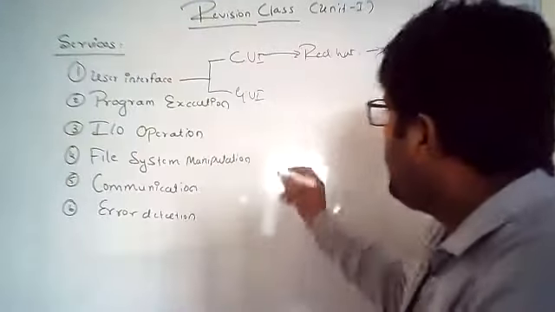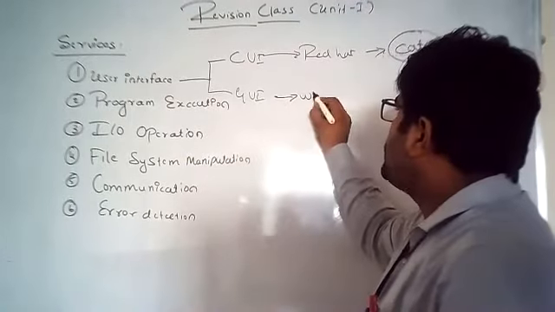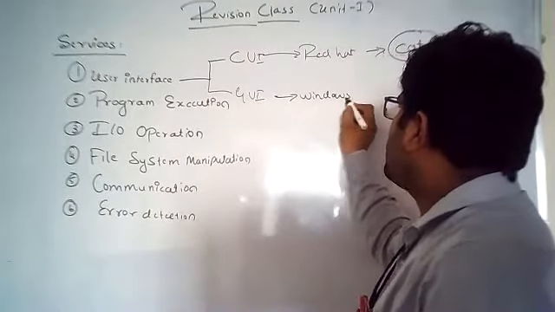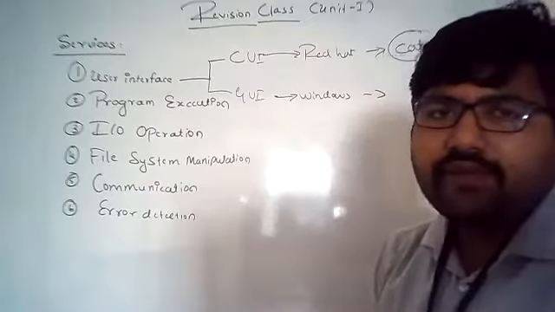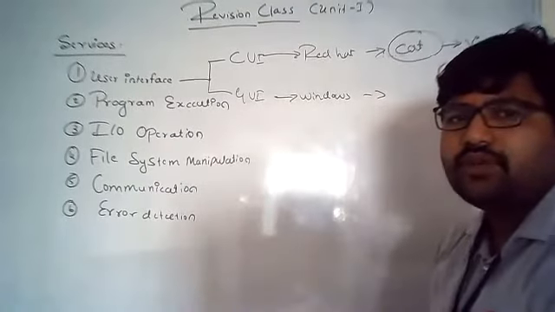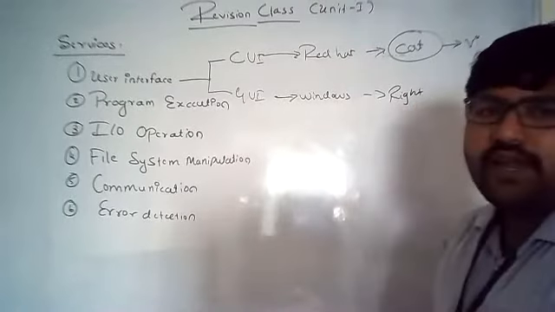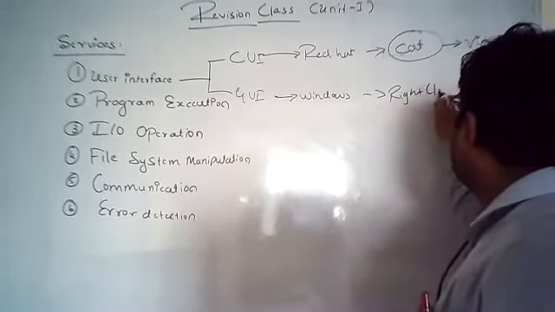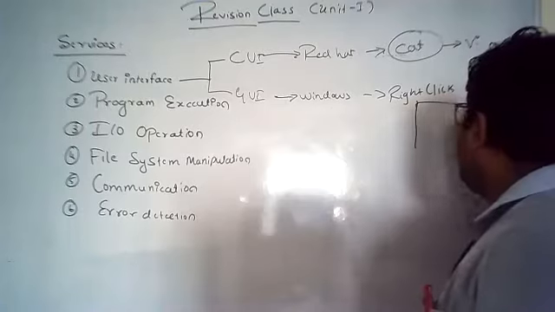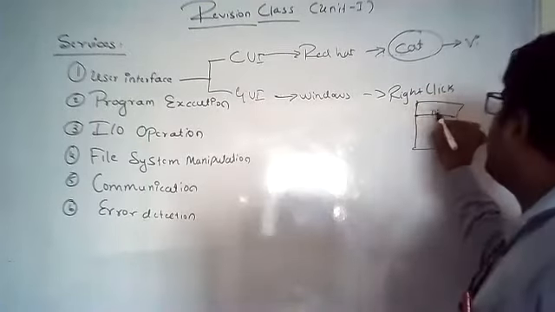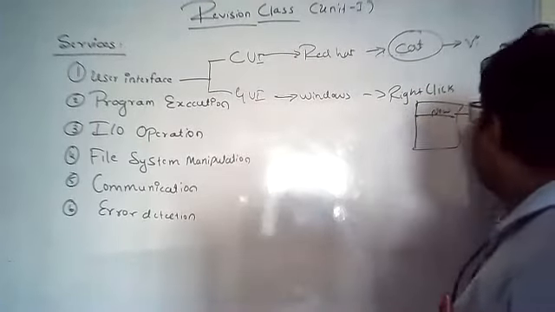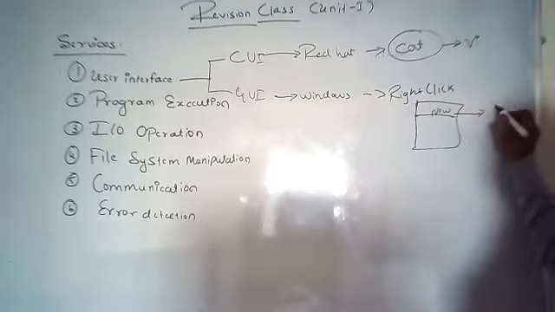So here I am going to come to Windows. How you are going to create a file? You will right click. You are going to right click in the menu. You are going to select a new. There you are going to select a file. Then you will create the file.